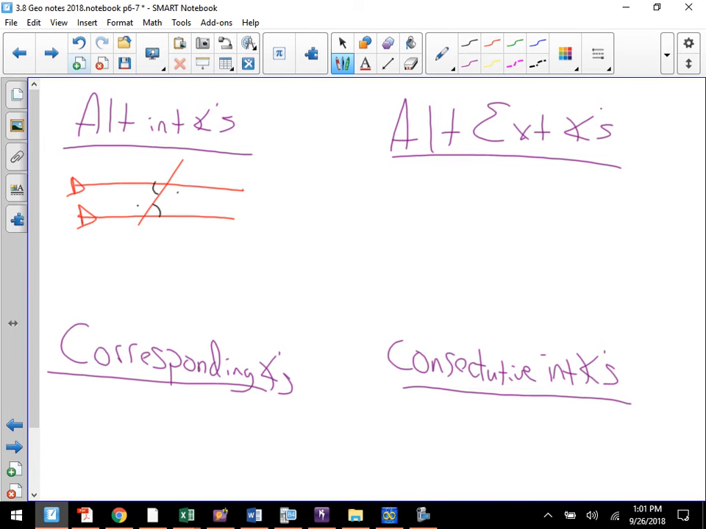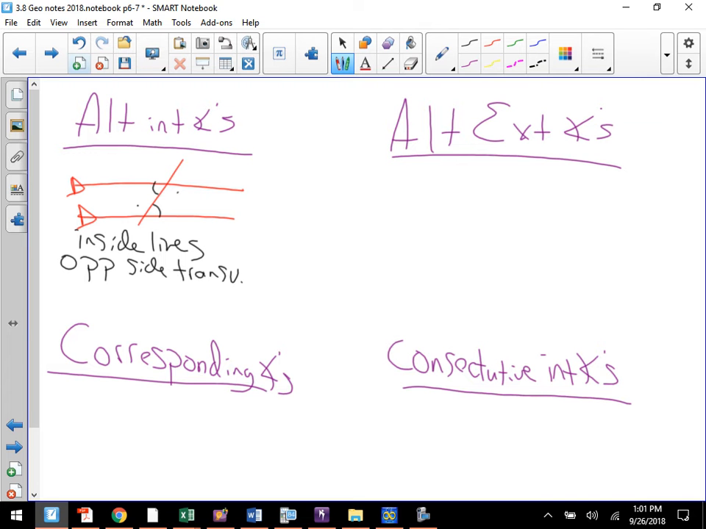We said inside the lines, opposite side of the transversal. Okay. And that's how we wrote this. Over and over and over. We took out all the crazy vocab words to it and made it very user-friendly. Because you should. Okay.